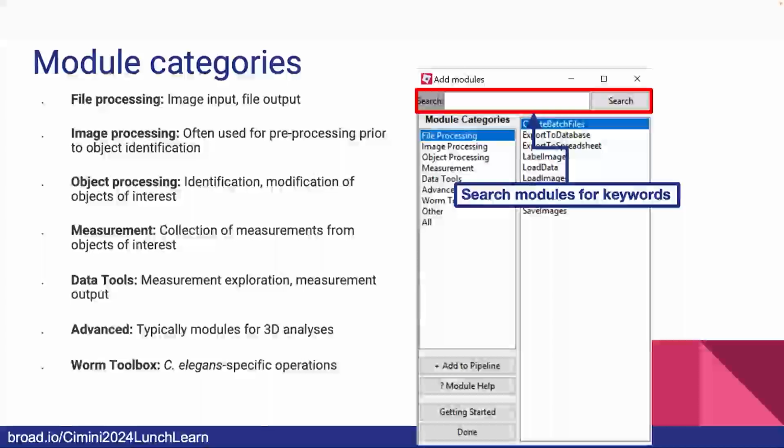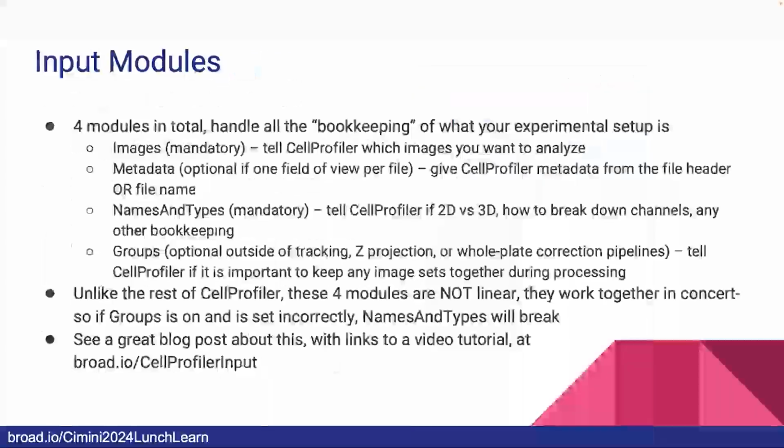If you had searched area instead, you're not going to get that module, but if it's not in the module name, you can hit search and it will search all the module help. So that word area is in the help for MeasureObjectSizeShape, because that's one of the things that it measures. So we're trying to make it as easy as we can to give you lots of options for lots of things, but let you still find the one thing that you want.